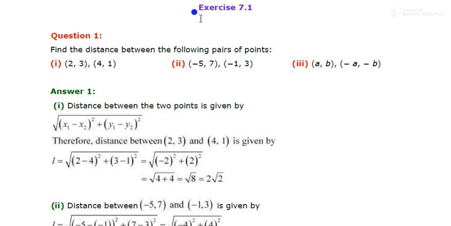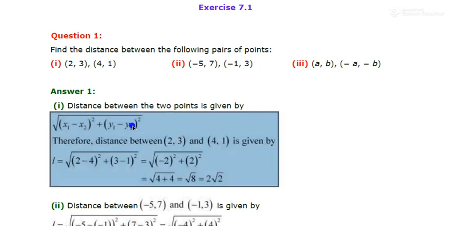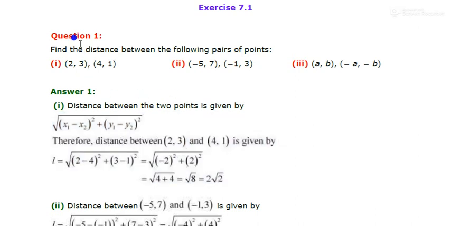So students, today we are going to start exercise 7.1 of coordinate geometry, and in the last classes I had given you the concept of the distance formula, meaning how we can find the distance between two given points. If two points are given, then we can find the distance between them by using the distance formula, that is under root (x1 minus x2) whole square plus (y1 minus y2) whole square. So let's start question number first.